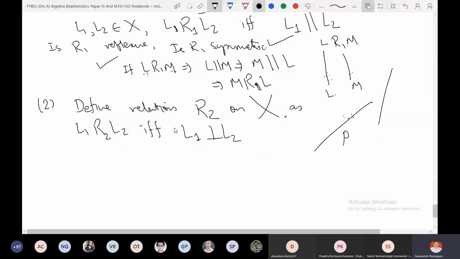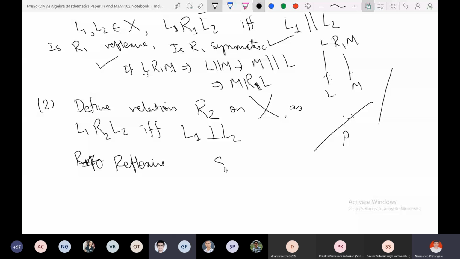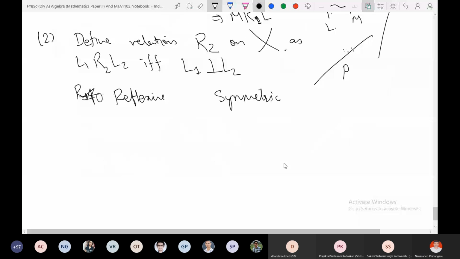So, is this second relation reflexive? No, sir. It is not reflexive, right? Why not reflexive? Because L1 is not parallel... because not every line is related to itself.